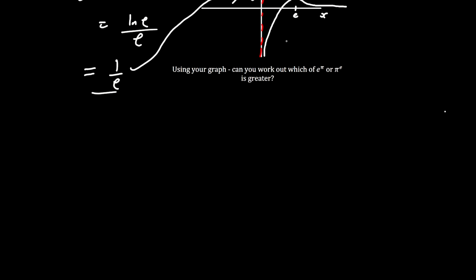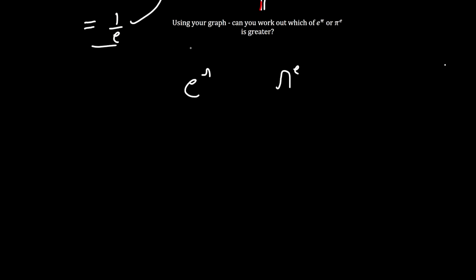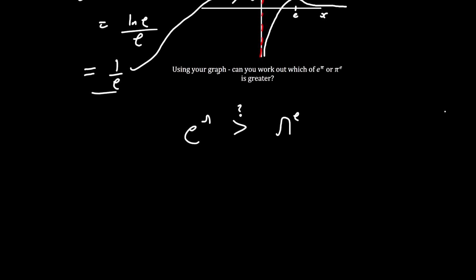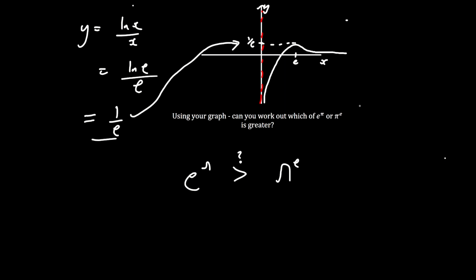Now, how are you going to use your graph? Well, you'd start off by writing out e to the pi and pi to the e, and I'm not exactly sure what the correct notation is, and maybe somebody could correct me on this, but I'd like to write a greater than sign with a question mark, and then I can start doing some algebra on both sides of it. That's why I've done this. Essentially, I'm going to try and get either of these expressions into a form of ln x over x.